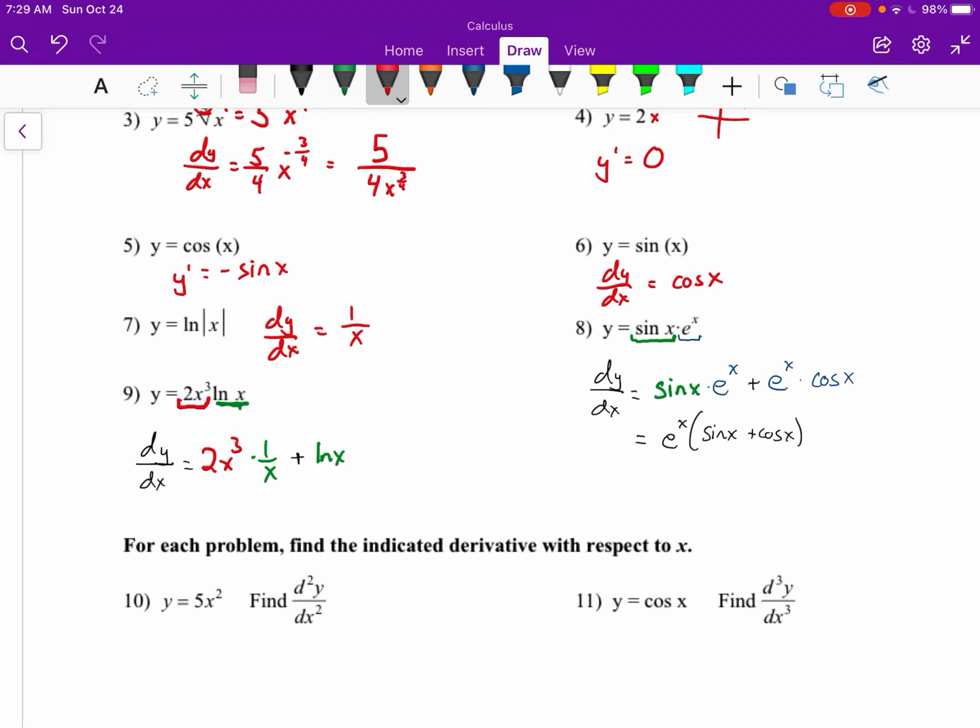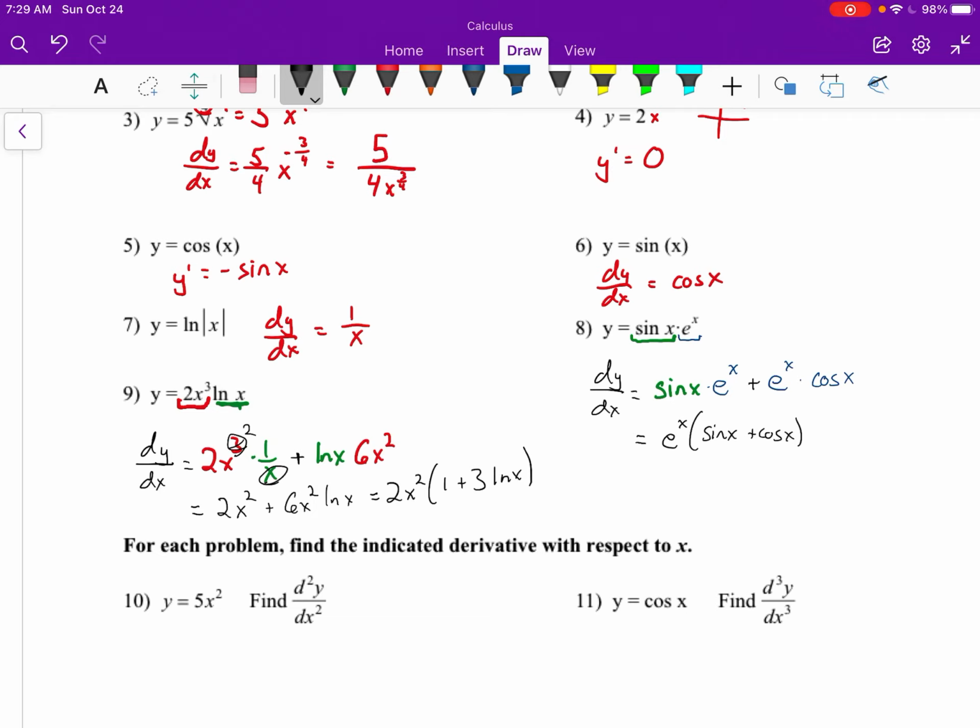The 3 comes out, so we have 6x squared. This one does simplify some here, so the x's can cancel. So we have 2x squared plus 6x squared times the natural log of x, and we actually see that there's a 2x squared in both of those, so we'll factor out a 2x squared. And we get 1 plus 3 times the natural log of x.